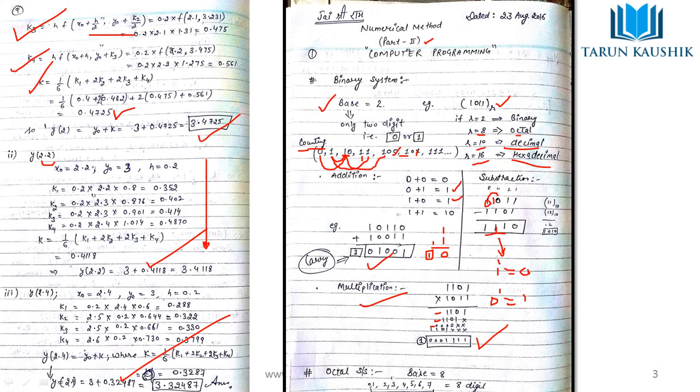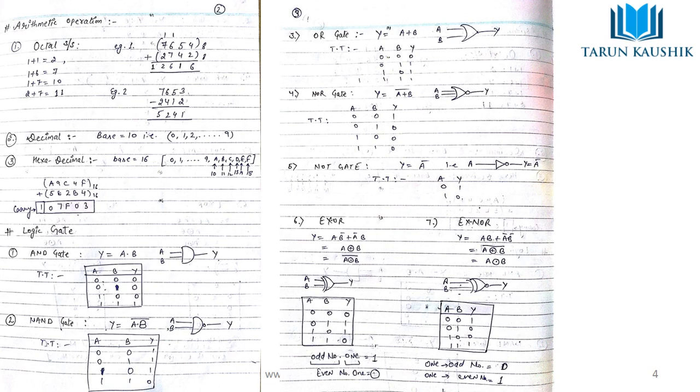Okay, the octal system is already mentioned. The base is 8, which means the counting starts from 0 and goes up to 7. Arithmetic operation in octal: in our syllabus the words arithmetic operation and logical operation are mentioned. Arithmetic operation means addition and subtraction in different number systems, like binary, hexadecimal, decimal and octal.